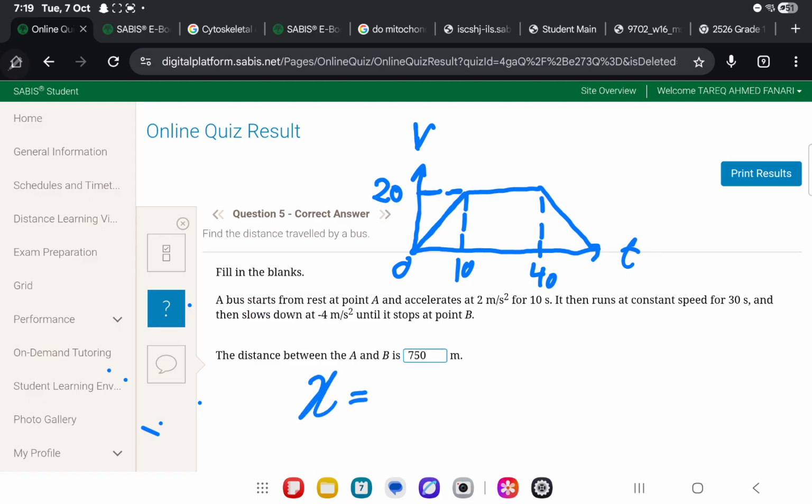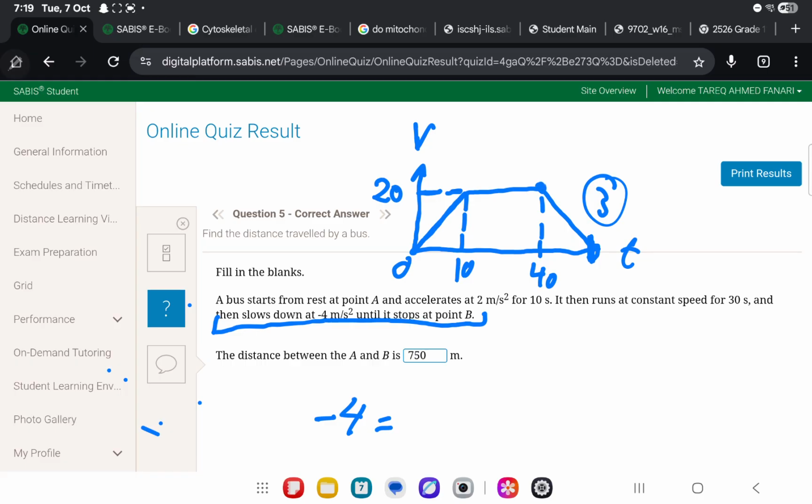So distance, which is x, is going to equal here this time. Actually, we can't find this. We can't find this time also, because we need this time, right? Now to find this time, we need to use phase 3. In phase 3, it slows down at negative 4 meters per second squared until it stops at point B, so I have my acceleration.